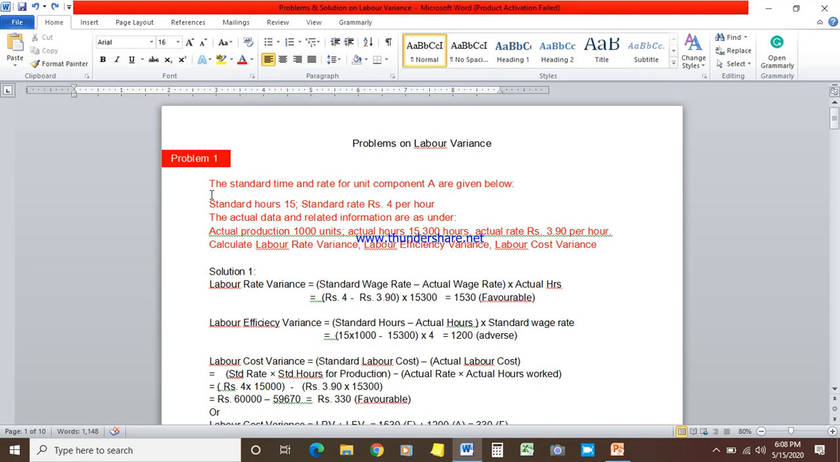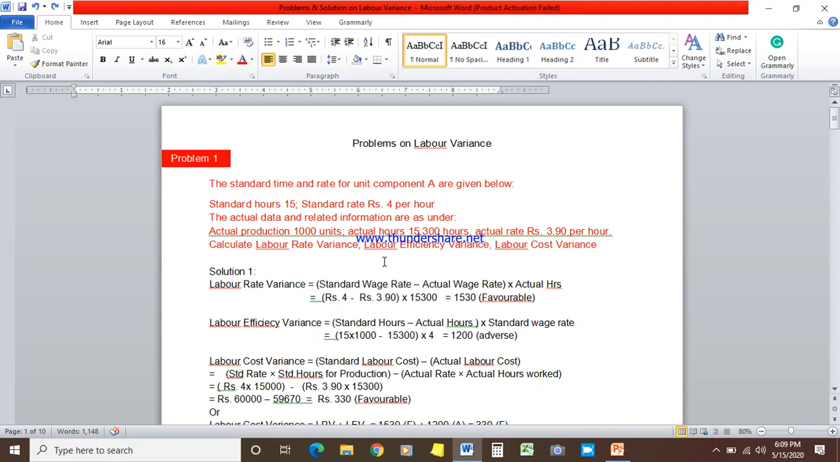So the first problem is on the standard time and the rate for unit A, given below. The standard hours is 15, the standard rate is 4 rupees per hour. The actual data and related information are given. The actual production comes to 1000 units. Actual hours is 15,300 and the actual rate is 3 rupees 90 paisa per hour. We need to calculate labor rate variance, labor efficiency variance and labor cost variance.